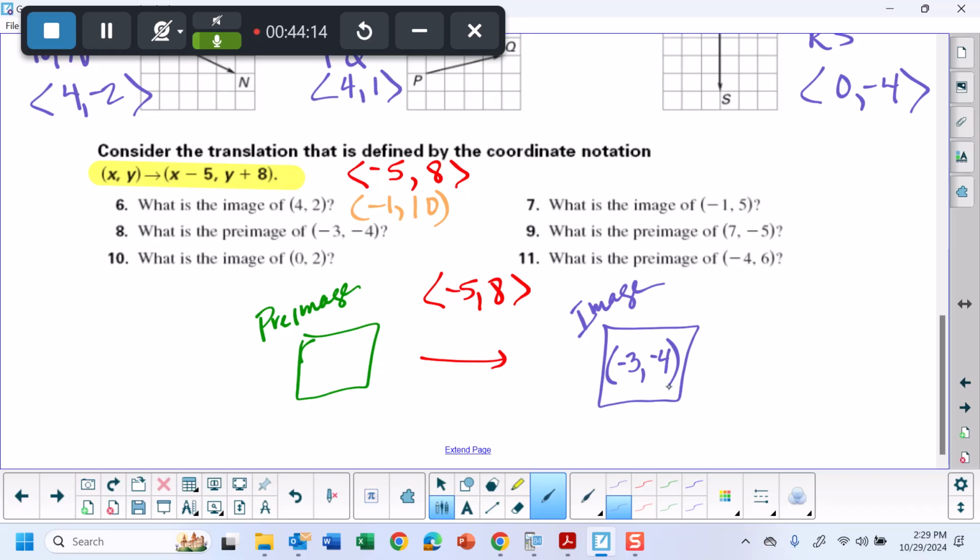So instead of subtracting 5, what am I going to do? I'm going to add 5. Instead of adding 8, what am I going to do? Subtract. Mackenzie's got it, subtract 8. Because it's going to move along that same vector, right? So when I talk about this was done to this, where was I when I subtracted 5 and I ended up at -3?